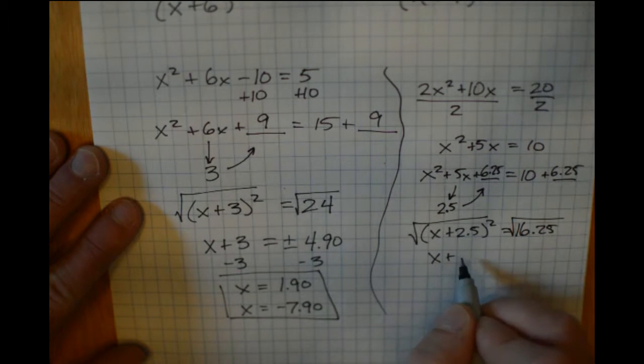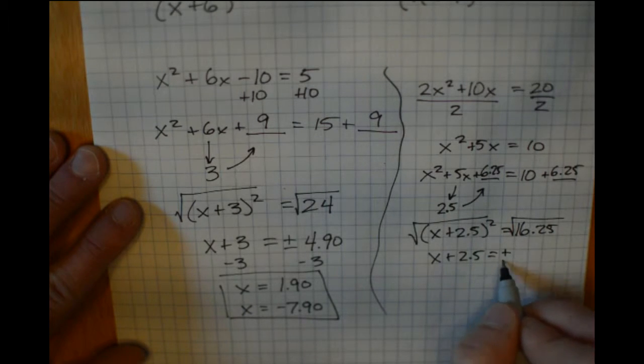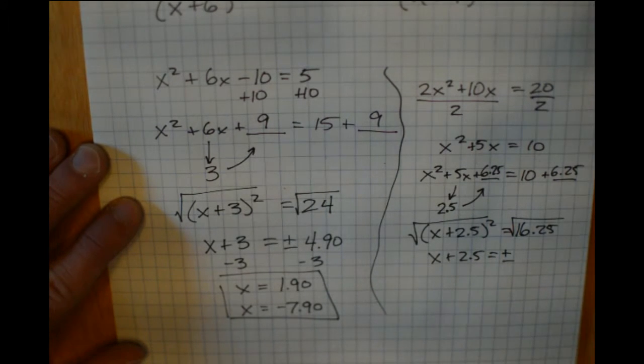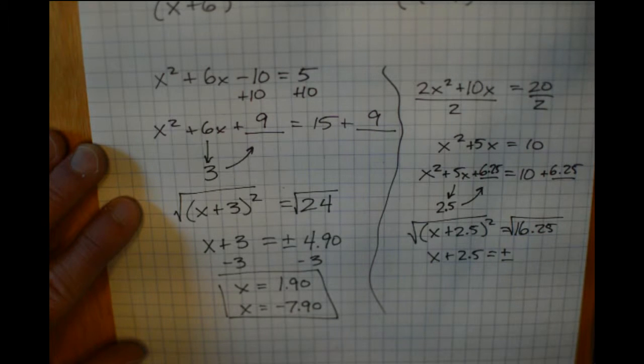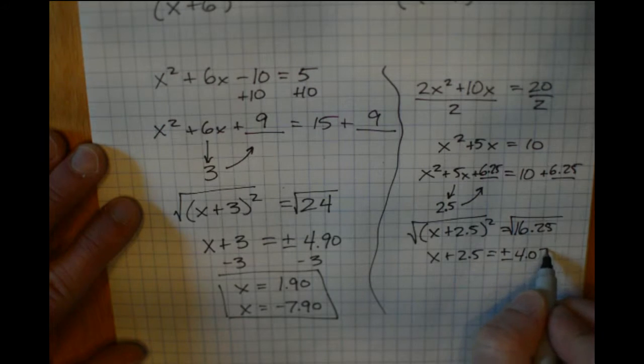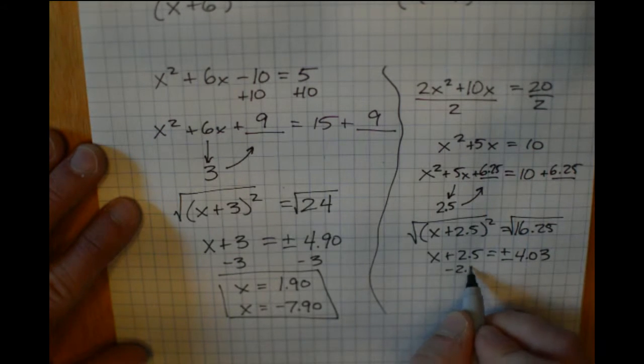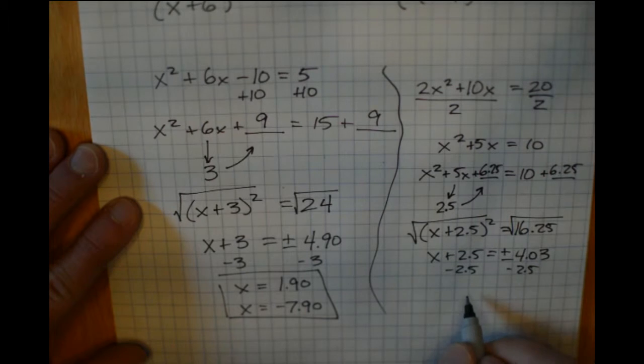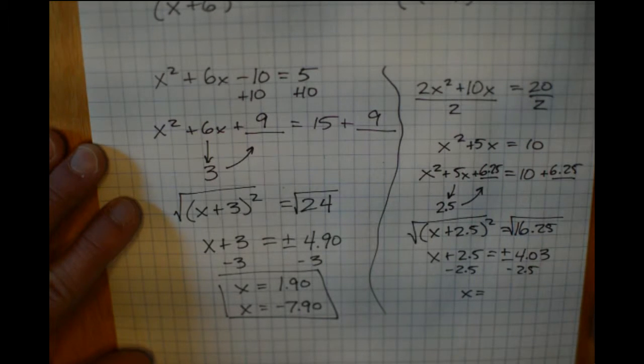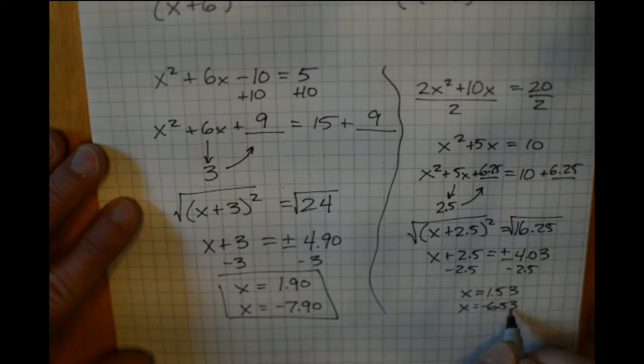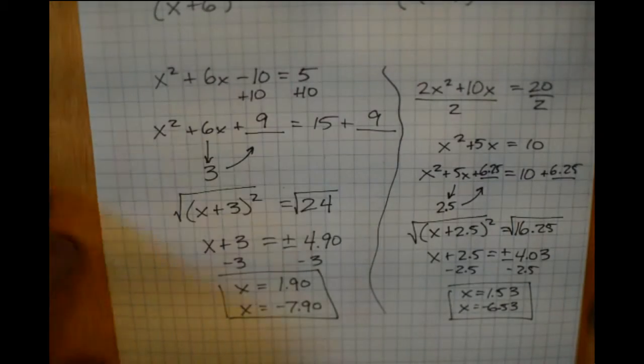Now I can undo this square with a square root. On the left side I have x plus 2.5. On the right side I undid a square, so I have plus minus, and the square root of 16.25 is approximately 4.03. I'm going to subtract 2.5 from each side. And so x is equal to, when we take 4.03 minus 2.5, we get 1.53. When we take negative 4.03 minus 2.5, we get negative 6.53. So these appear to be my two solutions.